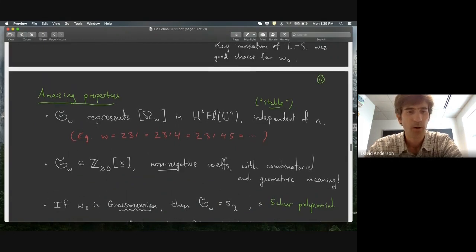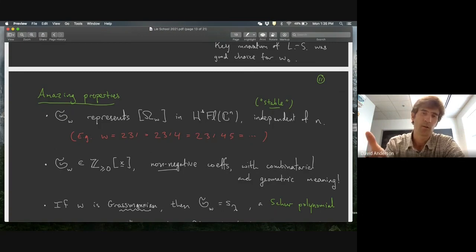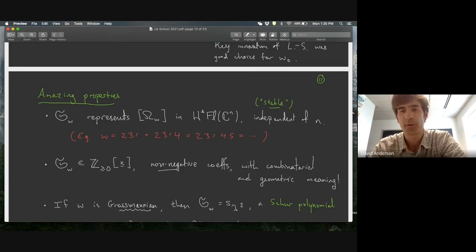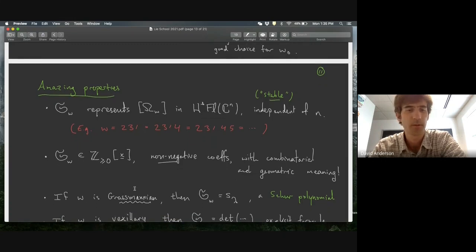In the case where W is a Grassmannian permutation, so that means that the Schubert variety comes by projection to an ordinary Grassmannian, then this Schubert polynomial equals a Schur polynomial, which is another classical combinatorial thing. It has connections to Lie theory as well.